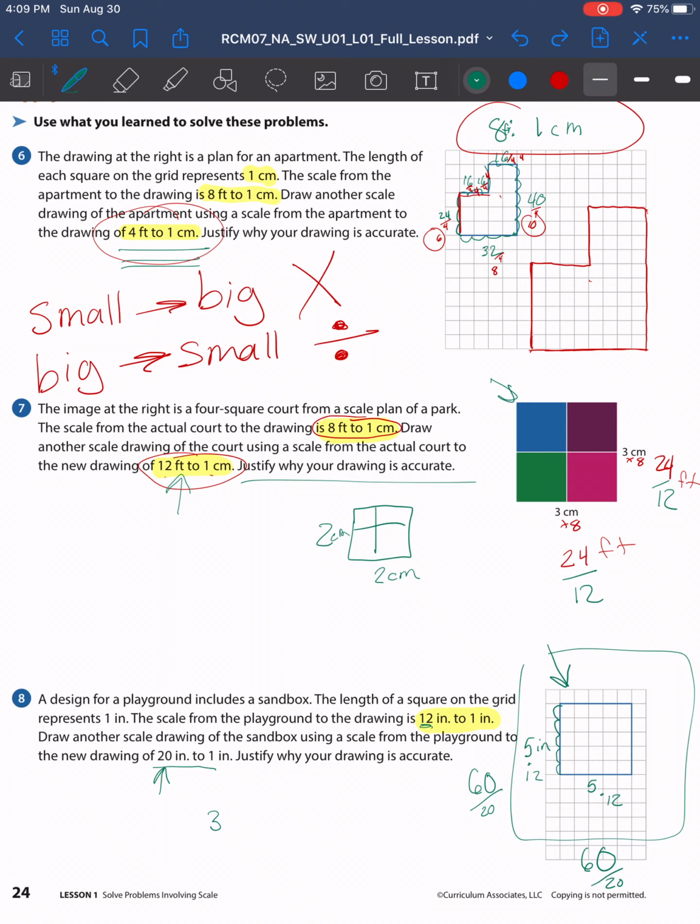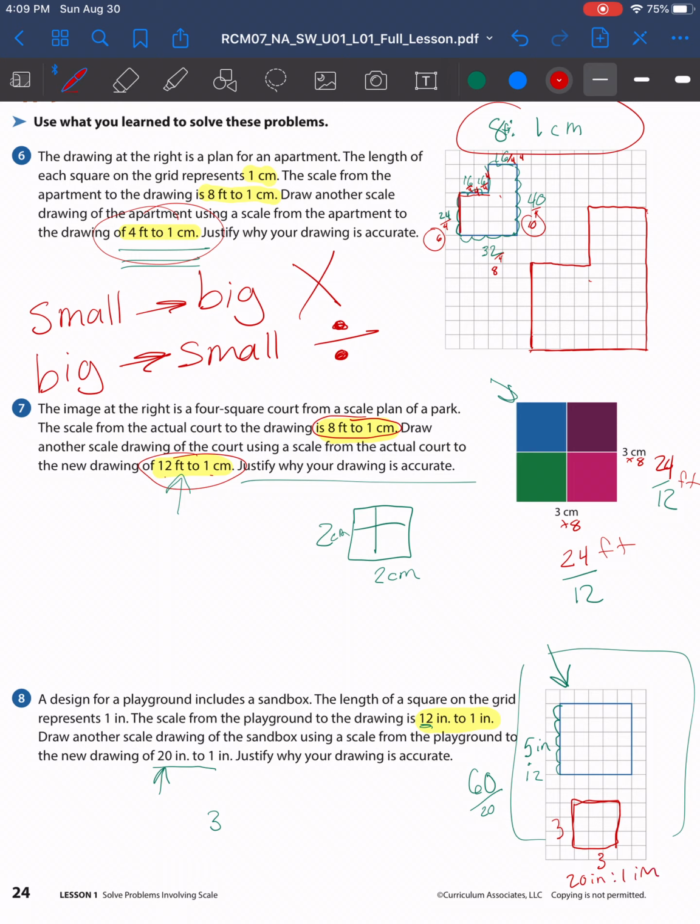So if I were to redraw this, let me erase some of my doodles in here because I've got to redraw now. My new drawing would look like this. It'd go 3 by 3. 1, 2, 3, 1, 2, 3, 1, 2, 3, 1, 2, 3. Okay, 3 by 3. And my new scale factor is 20 to 1.